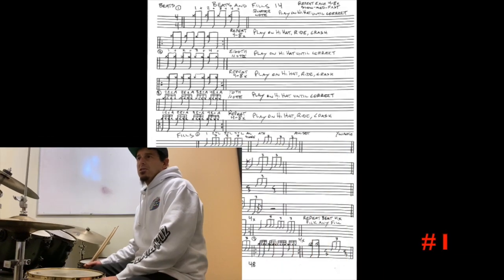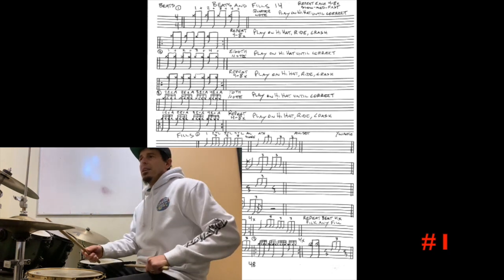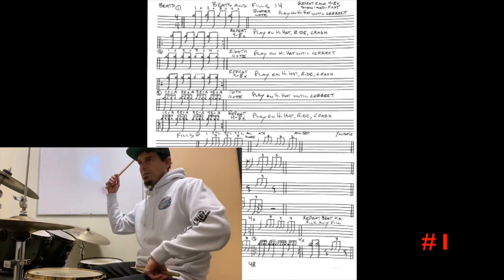Let's go ahead and look at beat number 1. This will be the quarter note version of this beat. Let's take it nice and slow. Okay, on beat 1, we're gonna have a bass drum with our hi-hat on the downbeat. We're gonna hit a bass drum by itself on the and of 1.